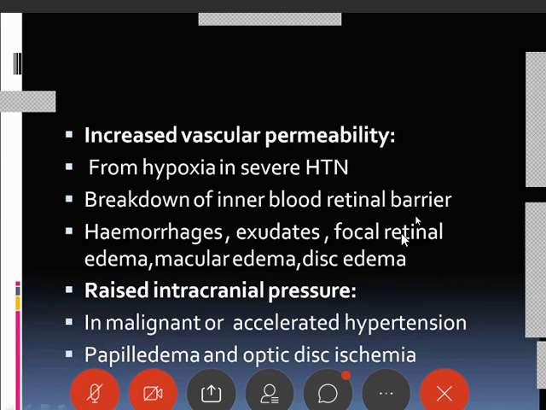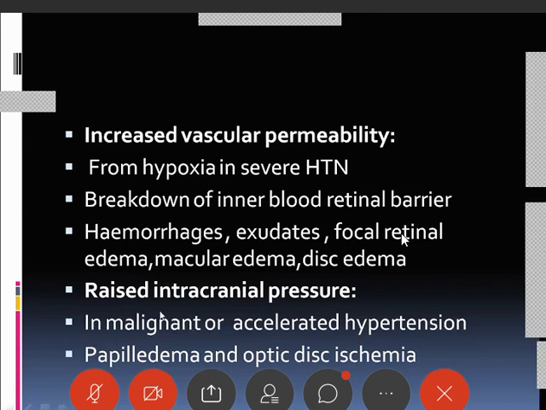This leads to the leakage of all the blood constituents, which will lead to hemorrhages, retinal exudates, focal retinal edema, and also macular edema and disc edema. So that is the third change, increased vascular permeability.